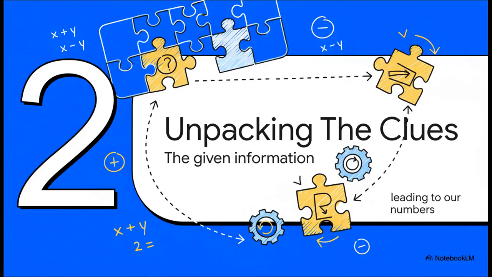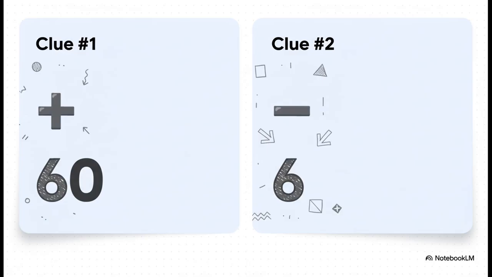All right, time to unpack the clues. The cool thing is, the puzzle itself gives us everything we need to solve this whole thing. Okay, so here are our two big clues. Clue number 1, add the numbers together and you get 60. Easy enough. Clue number 2, subtract the smaller one from the bigger one and you get 6. That's it. These two facts are going to be the key to everything.